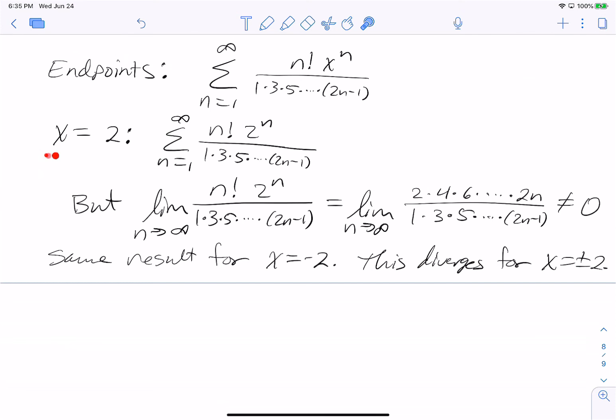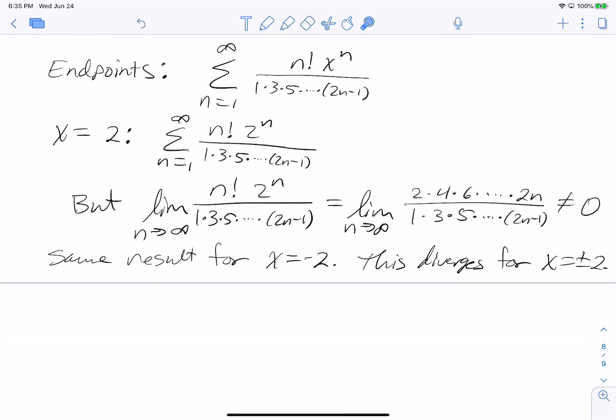Here though, if we let x equal 2, then we have the sum as n goes from 1 to infinity of n factorial times 2 to the n divided by 1 times 3 times 5 all the way up to 2n minus 1. In this case though, as it turns out, the limit of the nth term that I just read out becomes the limit as n approaches infinity of 2 times 4 times 6 all the way up to 2n. That's what happens when you take a bunch of factors of 2, we have n of them, and multiply them by all the factors of n factorial. You end up with a bunch of even numbers.